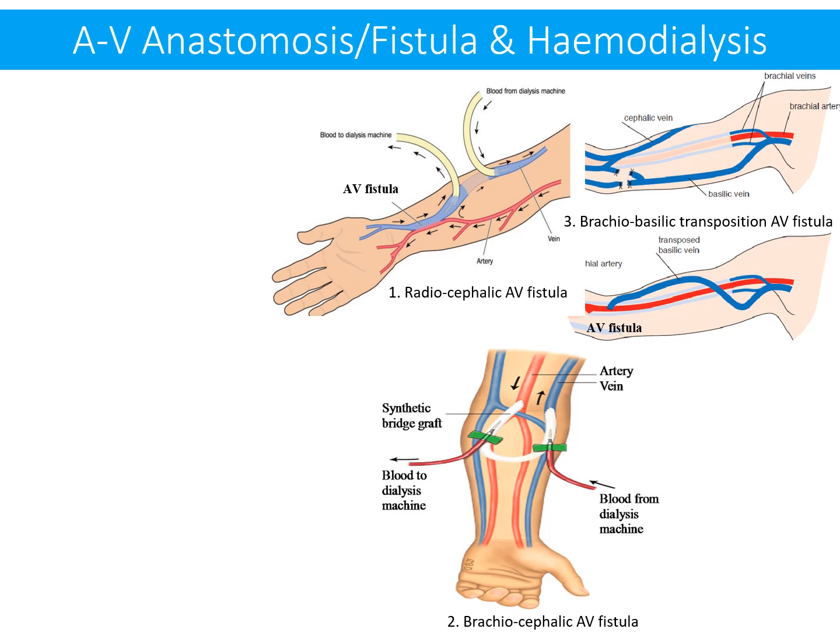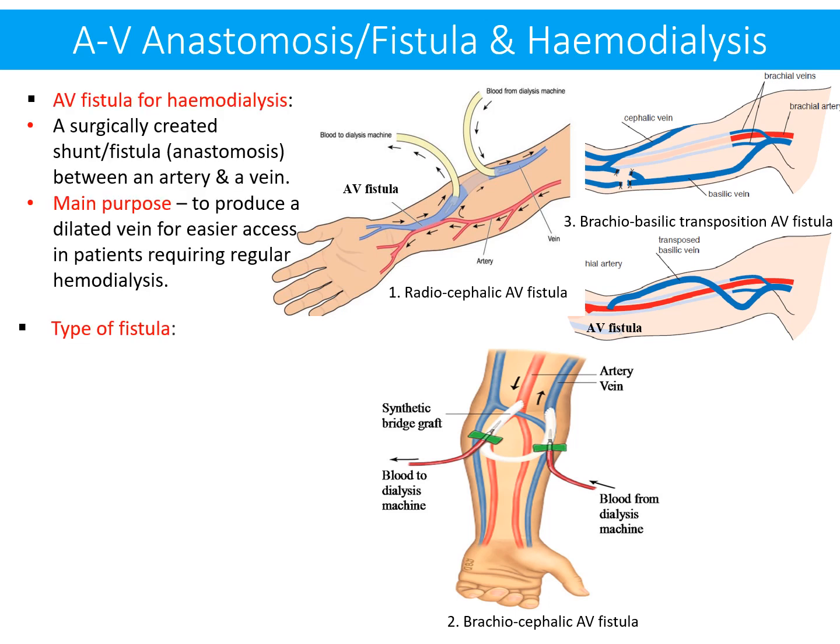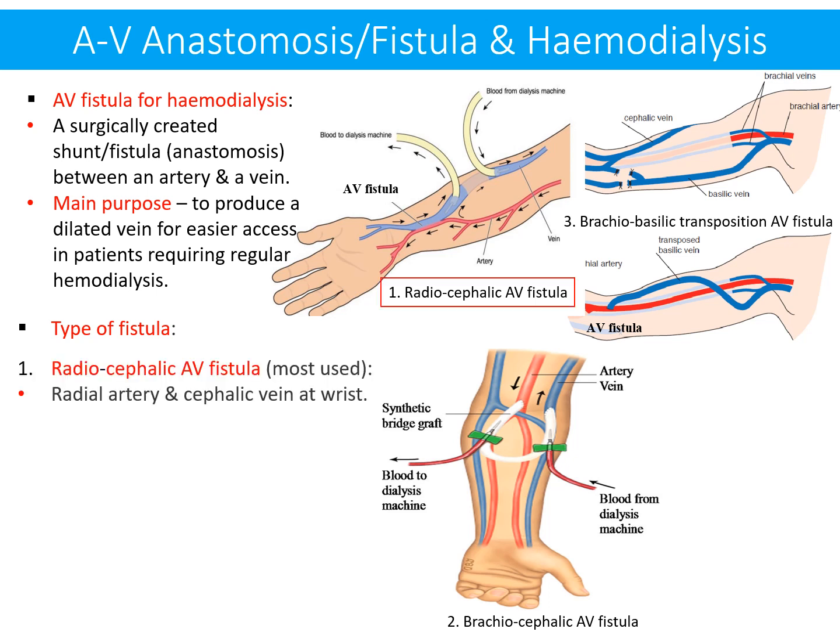Arteriovenous fistula and hemodialysis. An arteriovenous fistula for hemodialysis is a surgically created shunt between an artery and a vein. The main purpose of this arrangement is to produce a dilated vein for easier access in patients requiring regular hemodialysis.